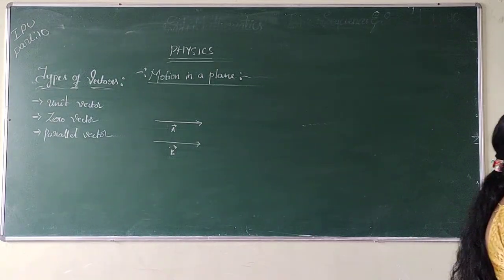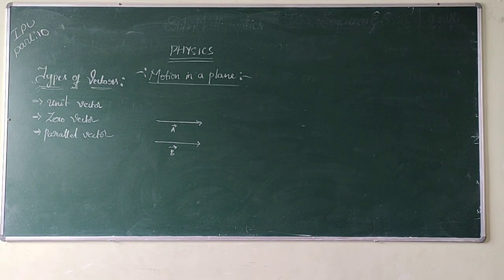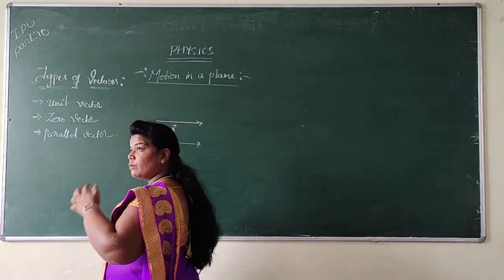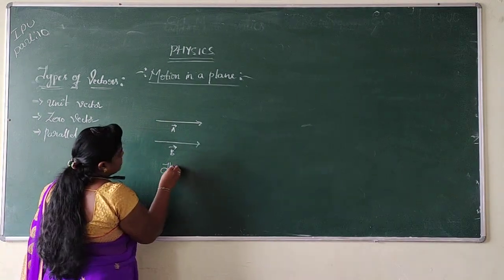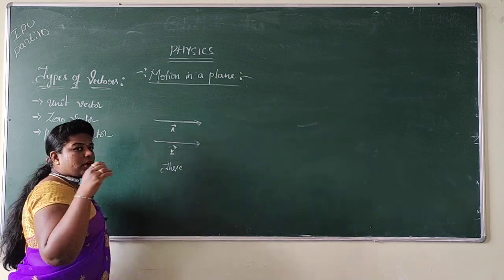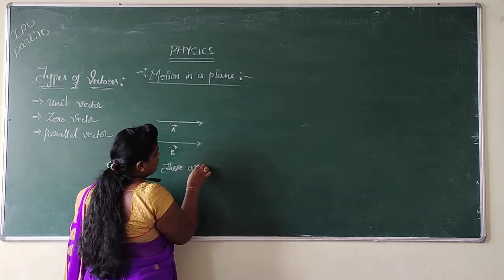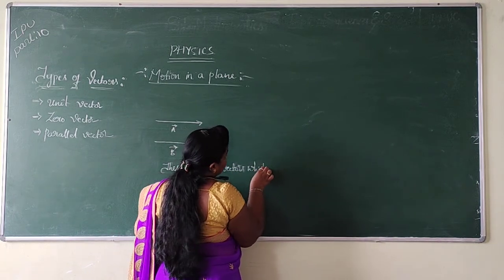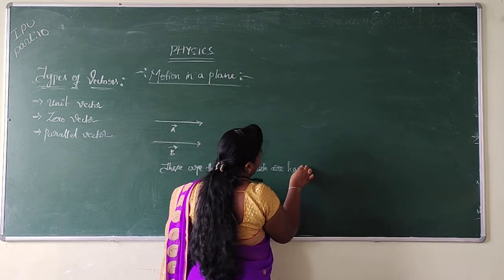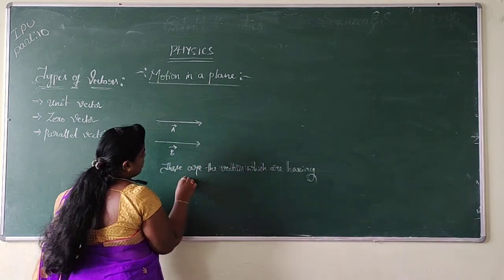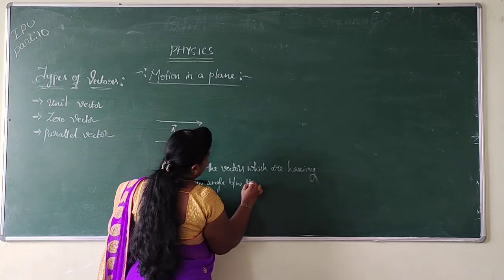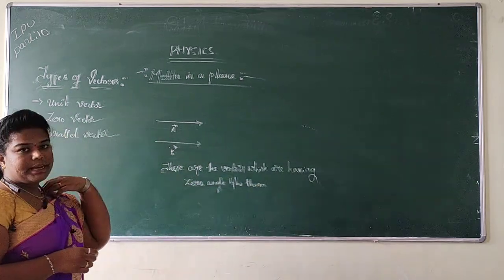You can observe it on the board, both the vectors are having an angle between them equal to 0. The angle between these two vectors is equal to 0. These are the vectors which are having zero angle between them. So the angle between A and B is 0.